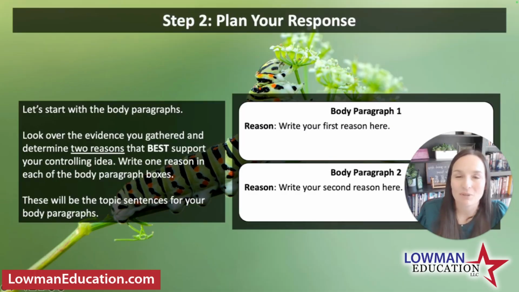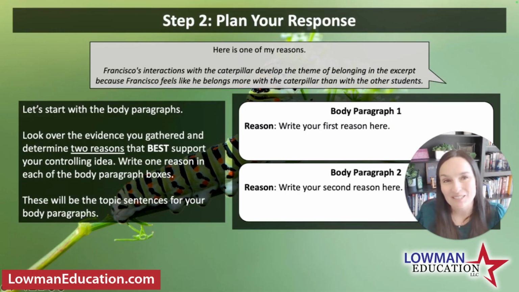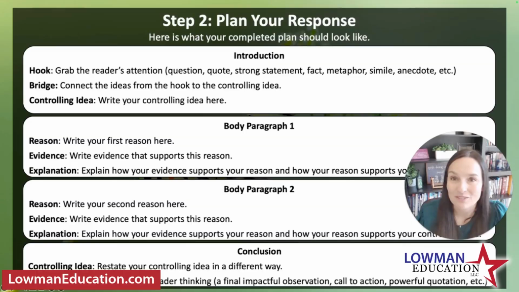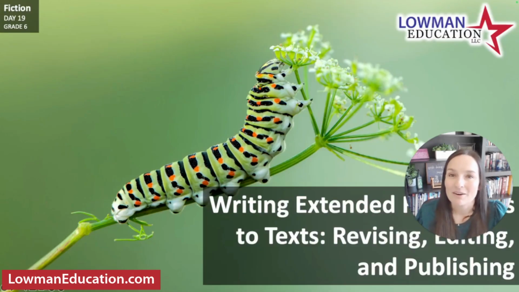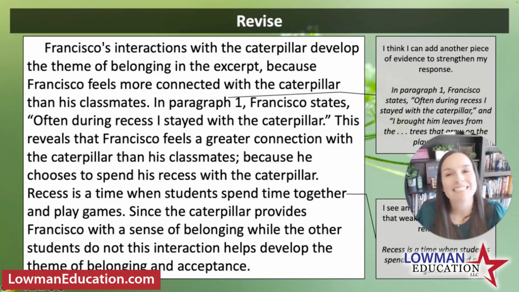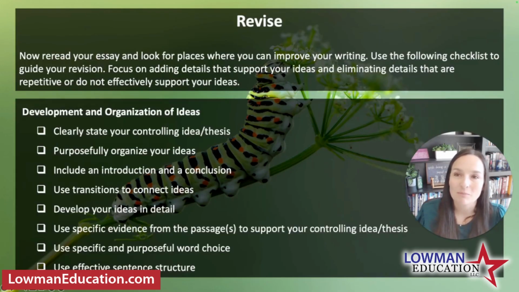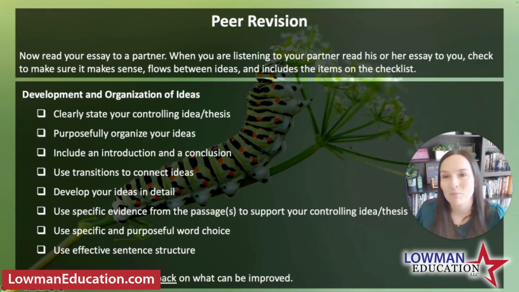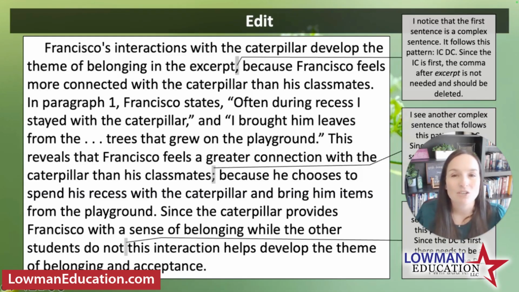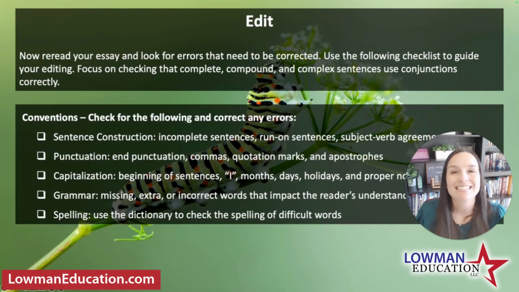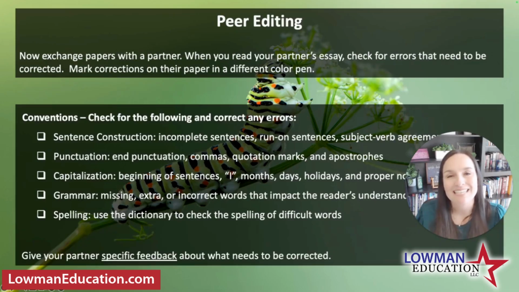Then we move into planning with lots of modeling and support, so students aren't just staring at a blank page, wondering where to start. From there, the focus shifts to revising and editing. Teachers model exactly what this looks like, and students apply those skills to their own writing, both independently and with partners. Through a combination of modeling, collaborative discussion, and scaffolded support, these lessons build students' confidence and independence as writers.